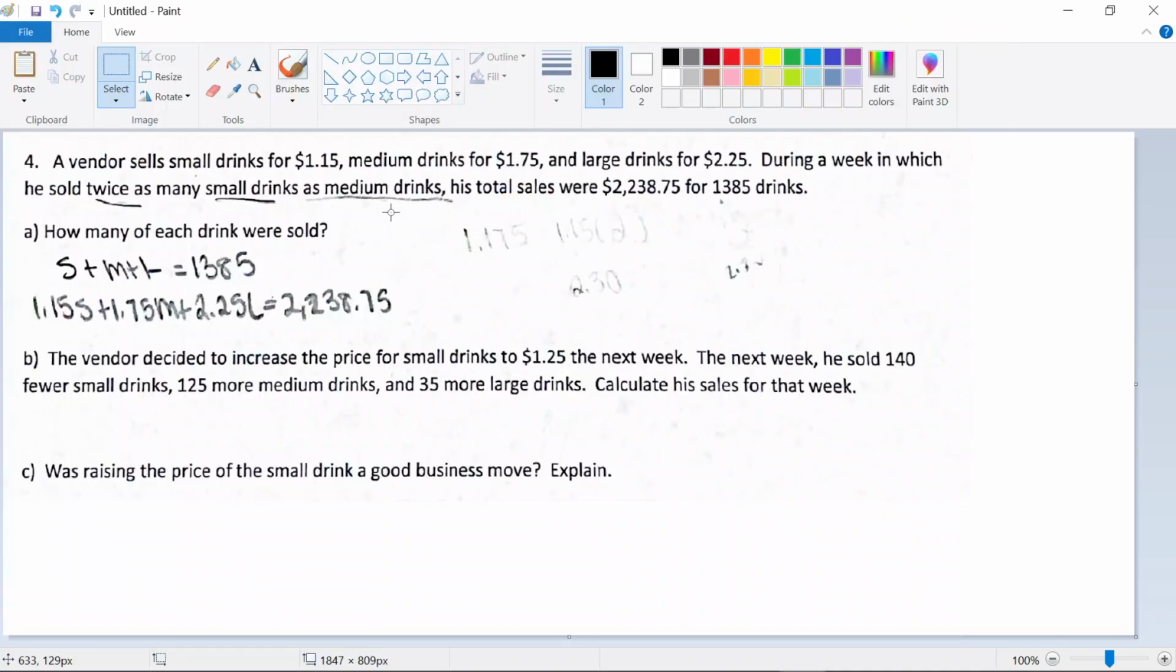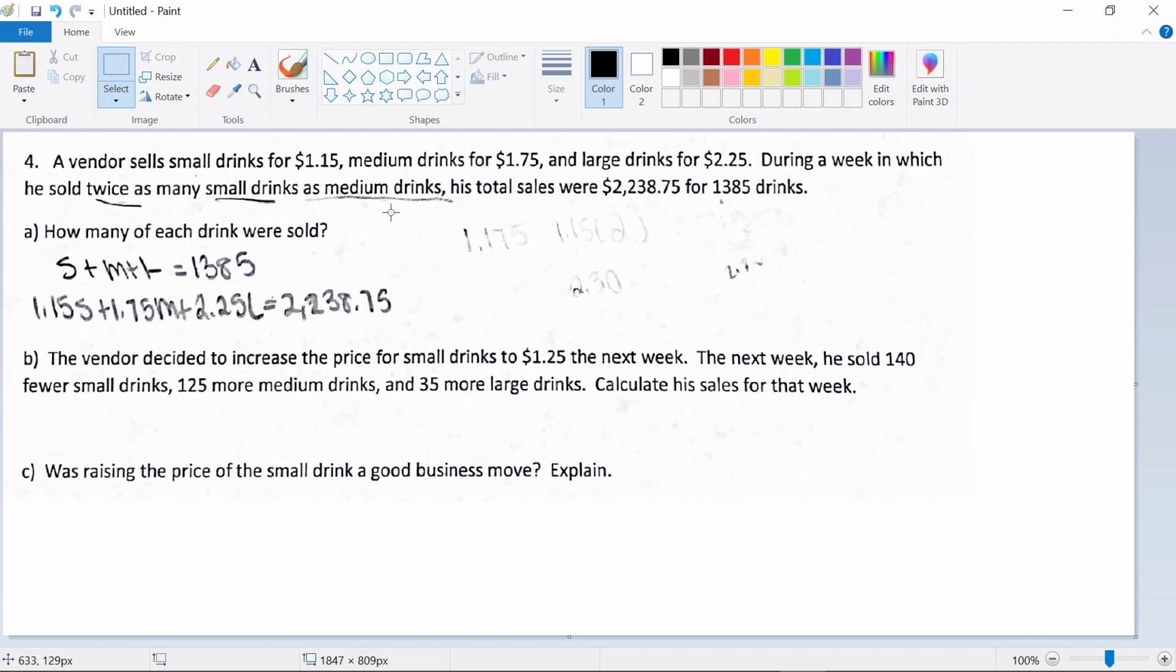This is question number 4 on the test review for Algebra 2. A vendor sells small drinks for $1.15, medium drinks for $1.75, and large drinks for $2.25 during a week in which he sold twice as many small drinks as medium drinks. His total sales were $2238.75 for 1385 drinks.